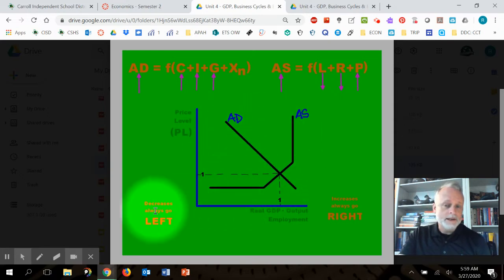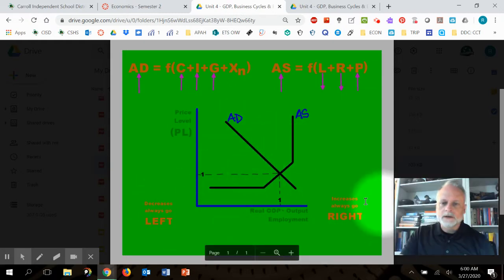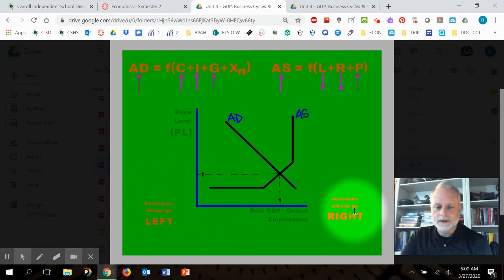Decreases always go to the left. So if you take the AD curve, then you just grab it and shift it backwards to the left. AS curves, if they're going to decrease, guys, we're going to shift them diagonally up the AD curve. So still, mechanics are the same. Decreases always go to the left. Increases are always going to go to the right. So you can kind of see some things that are there to help guide you. No up and down today, and that will screw you up. So we don't want to do that at all.